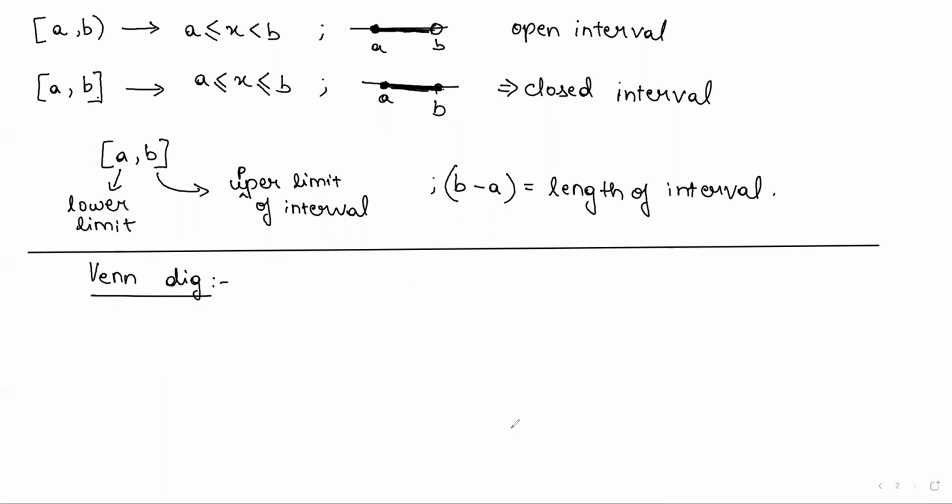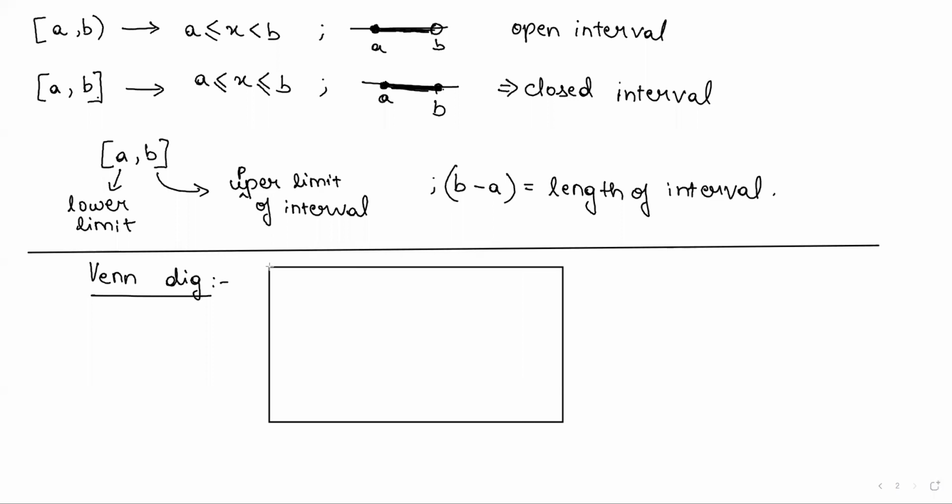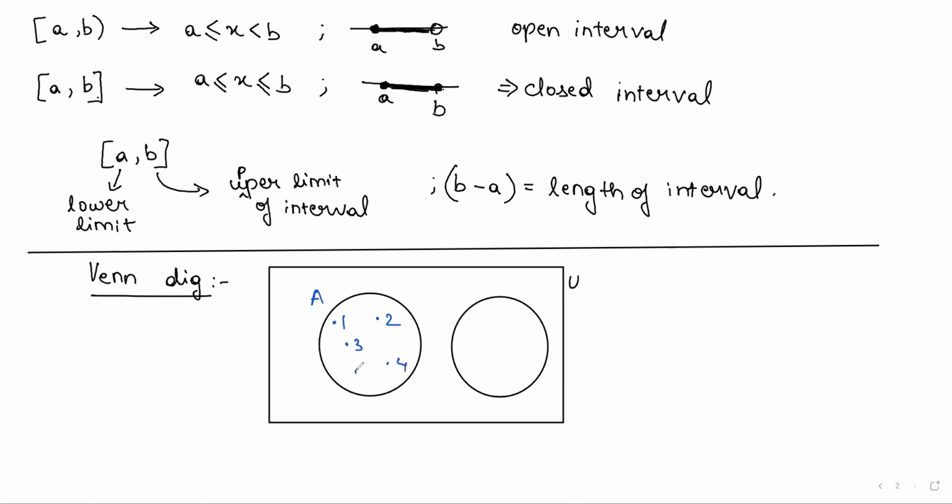Let's understand it with an example. Let's consider a universal set U. Within this universal set, I'm considering two sets A and B with certain values in it. Let's say A has values 1, 2, 3, 4, and 5. And B has values 6 and 7. U has values 8 and 9.